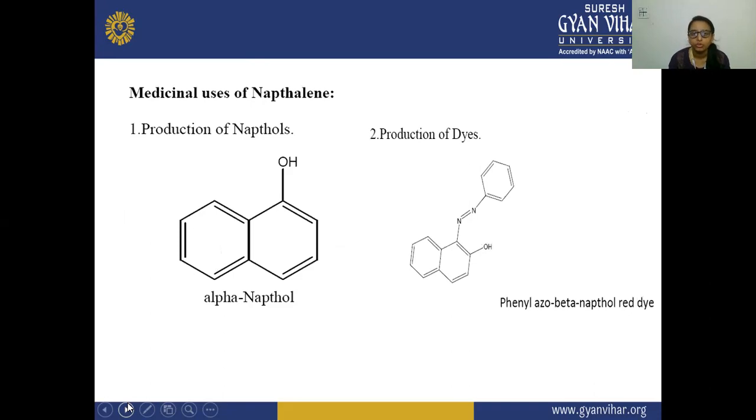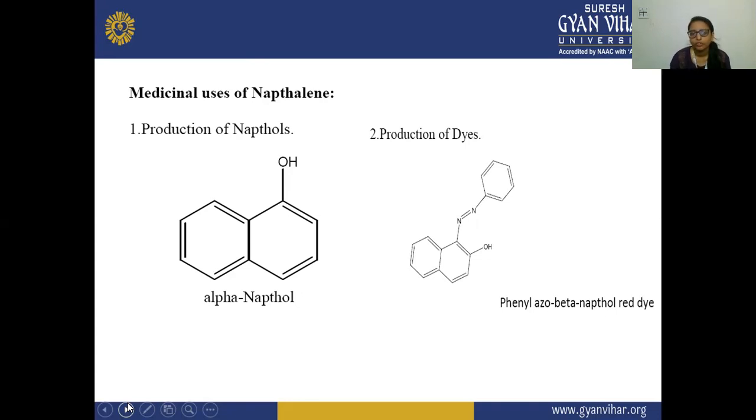Next is the medicinal use of naphthalene. First is the production of naphthols. Here naphthalene is used for the production of naphthol. The structure given here is alpha naphthol. Naphthalene's medical use is that it is used in the production of naphthols. Because this is the naphthalene ring, naph is from there, and OH is present on the alpha position, that is why it is called naphthol, with ol written here and alpha. So this is alpha naphthol.